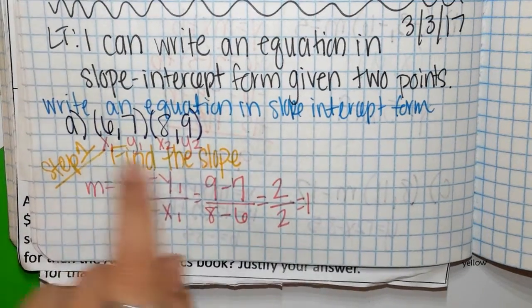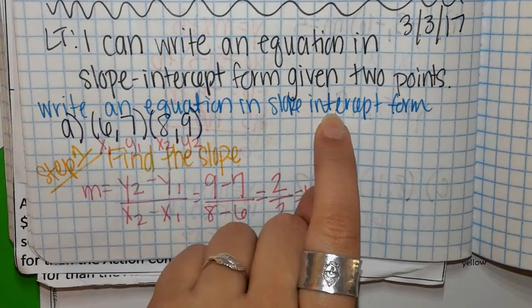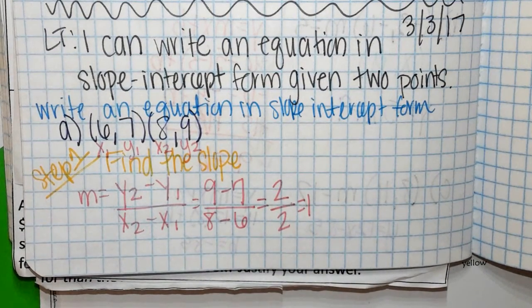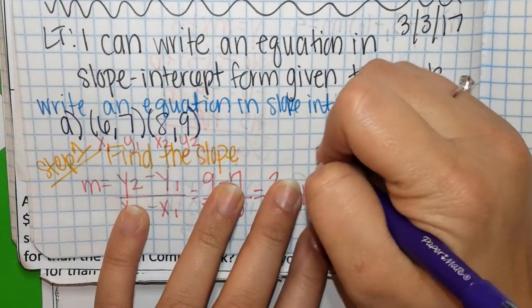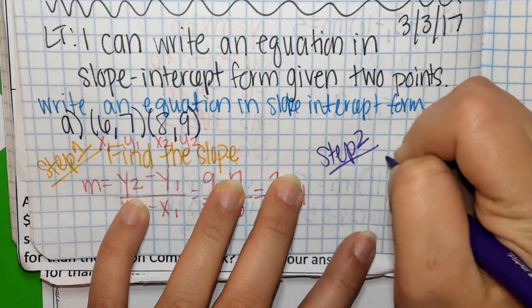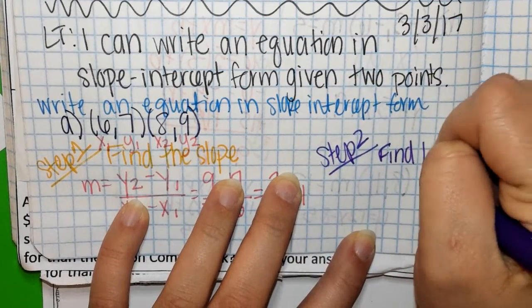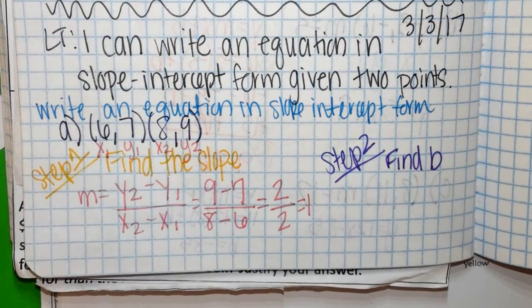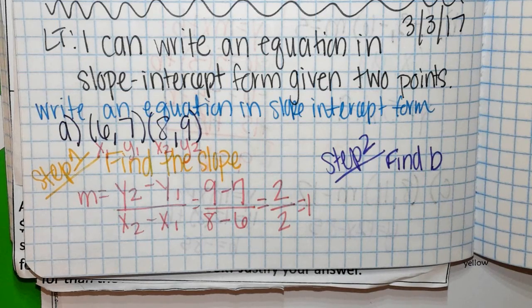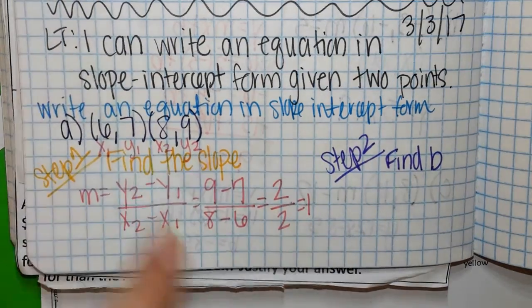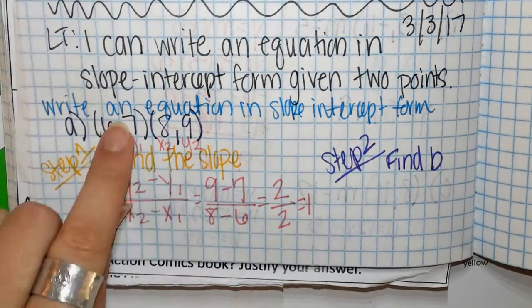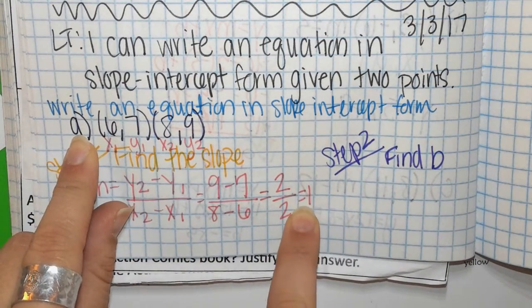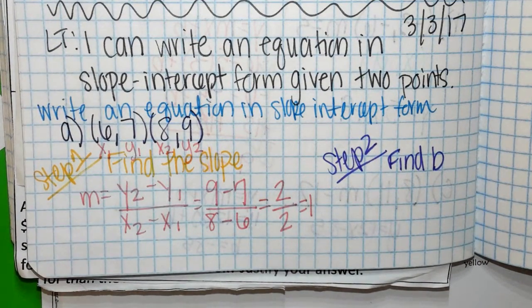Alright, so step 1 is find the slope, but we're writing in slope-intercept form. So what else do we have to find? B, the y-intercept. So that's step 2. Step 2 is to find B. That's what we did yesterday and the day before. We had a point, we had the slope, we searched for B. So now we're going to do the same thing. We're going to take our first point, we're going to take our slope, and we're going to plug it into y equals mx plus b.